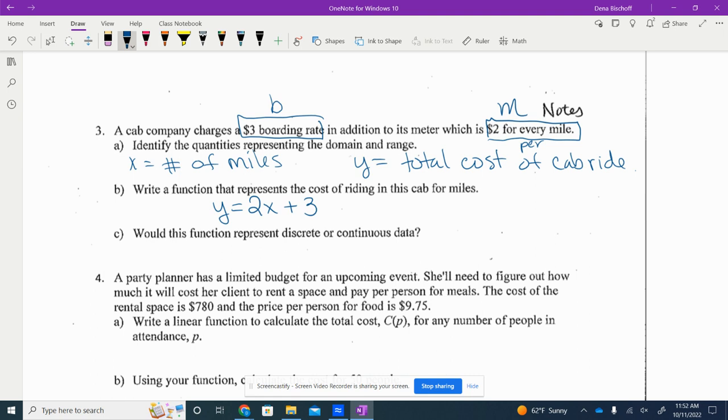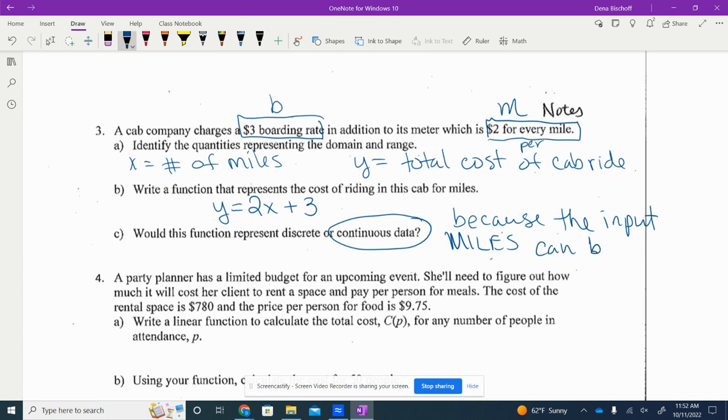Okay. So is this going to be discrete or continuous? Discrete means it's just going to be whole number inputs, only points. It's going to be continuous. This is going to be continuous. And I'm going to say why. Because the input, miles, can be decimals. It can be tenths, hundredths, thousandths. It doesn't have to be a whole unit. Does that make sense? Yes.